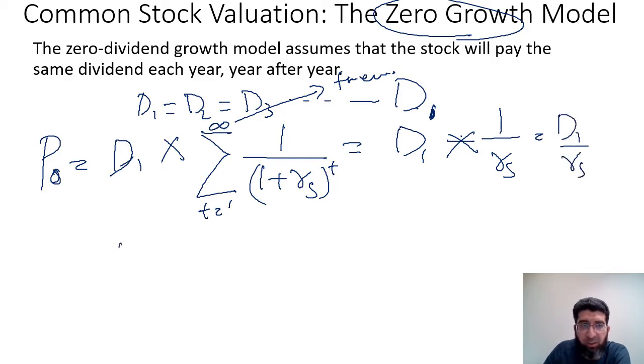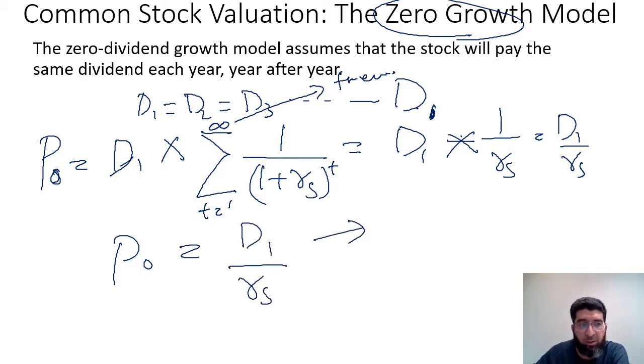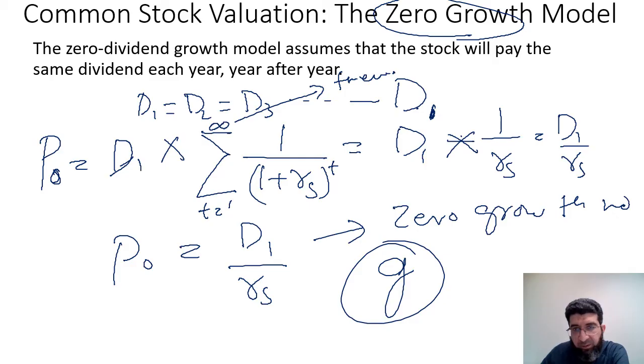So basically we have P naught equals D1 over R_s, and this is called the zero growth model. You can see there is no growth in dividends; it remains constant. So if it is $2.5, we expect this $2.5 to come forever. The company will always pay the same $2.5.